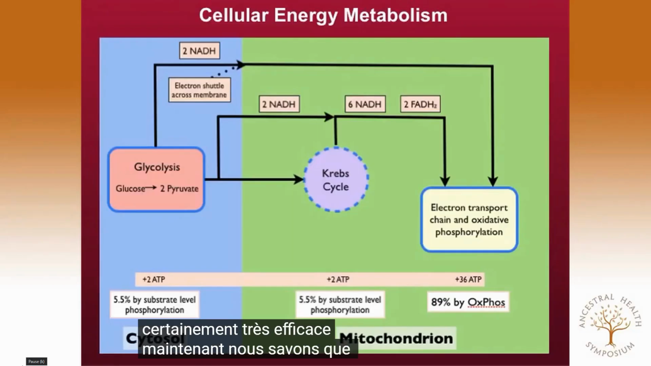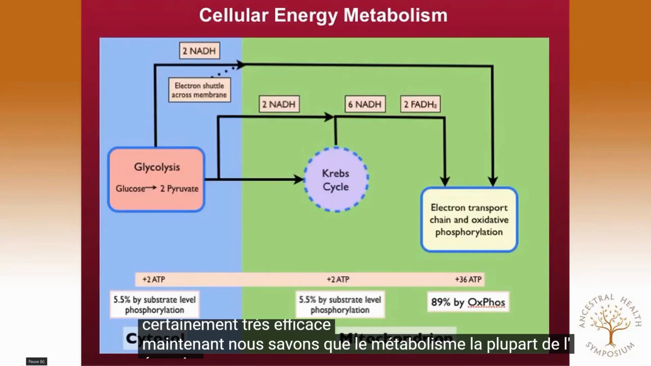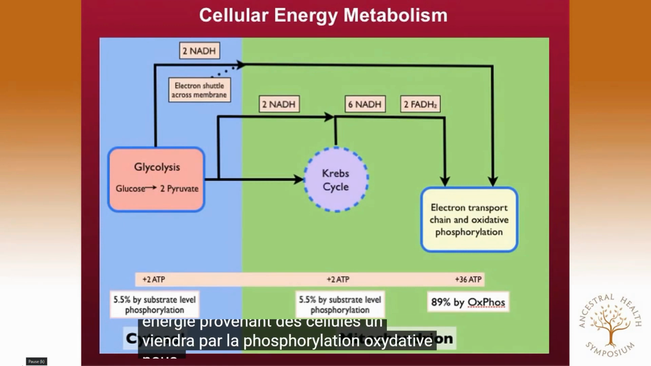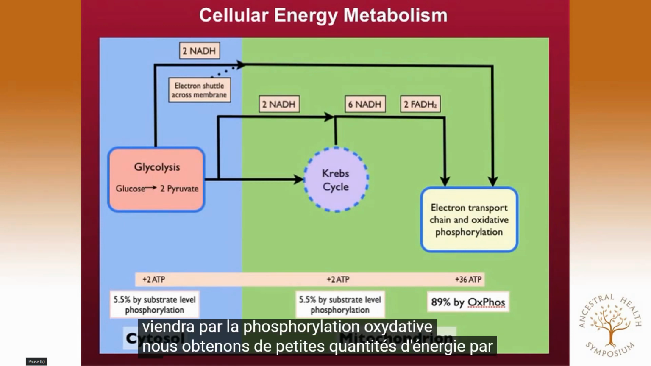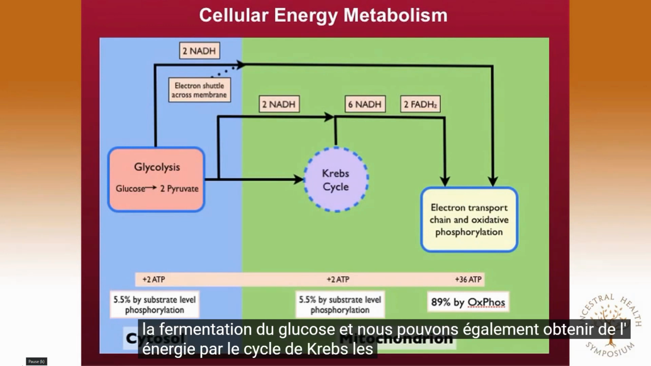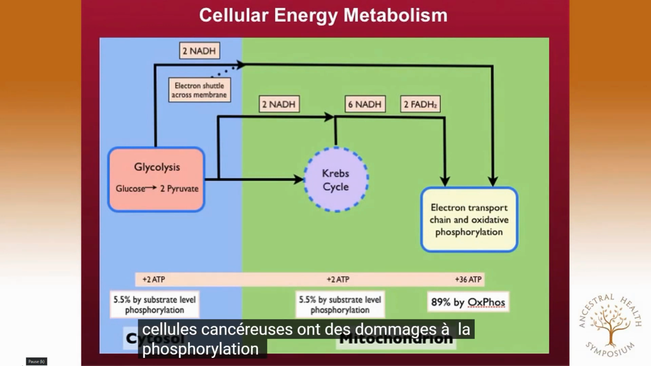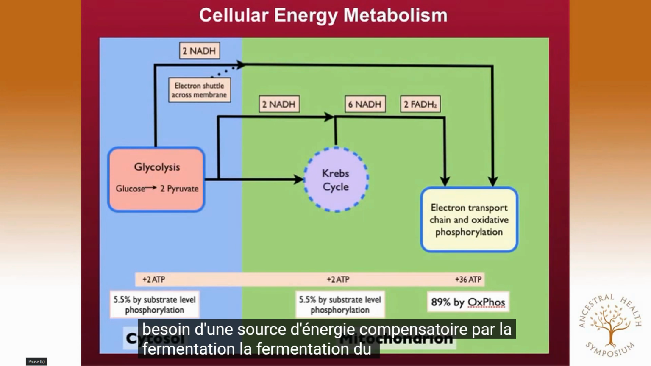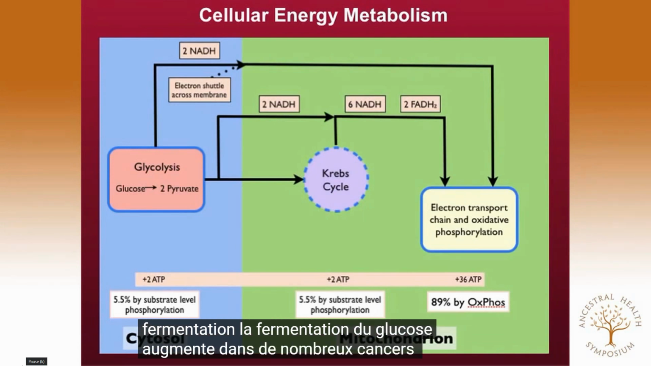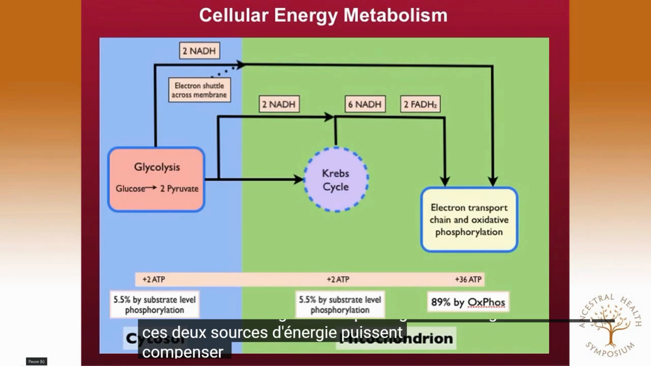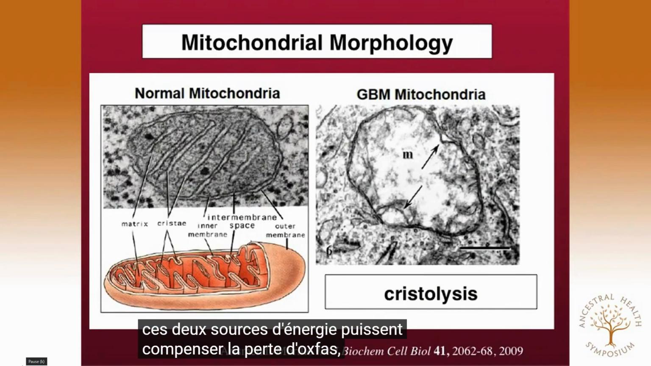Now, we know that most of the energy coming from the cells will be coming through oxidative phosphorylation. We get small amounts of energy through glucose fermentation, and we can also get energy through the Krebs cycle. Cancer cells have damage to oxidative phosphorylation, thereby needing a compensatory energy source through fermentation. Glucose fermentation goes way up in many cancers, and glutamine fermentation can also go up. So these two sources of energy can compensate for the loss of oxphos.